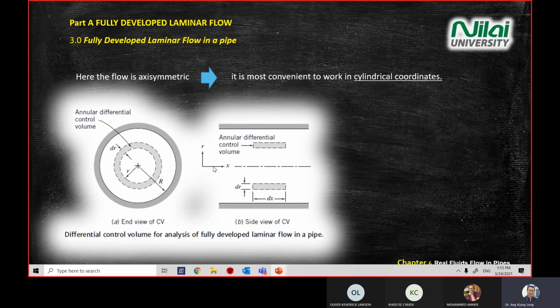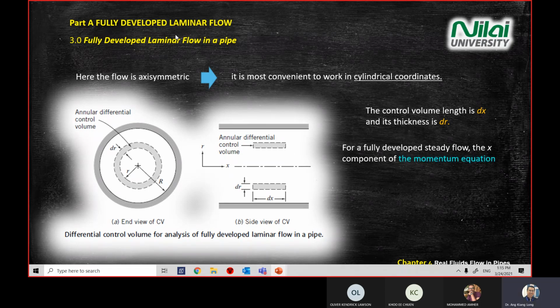So the axis is at the middle of the pipe with r and x. Positive r means you're moving up. Negative r means you're moving down. The size of the element we're looking at is dr and dx. A few definitions for the notation we use: dx is the length of our element, and dr is the thickness of our element, or our control volume.